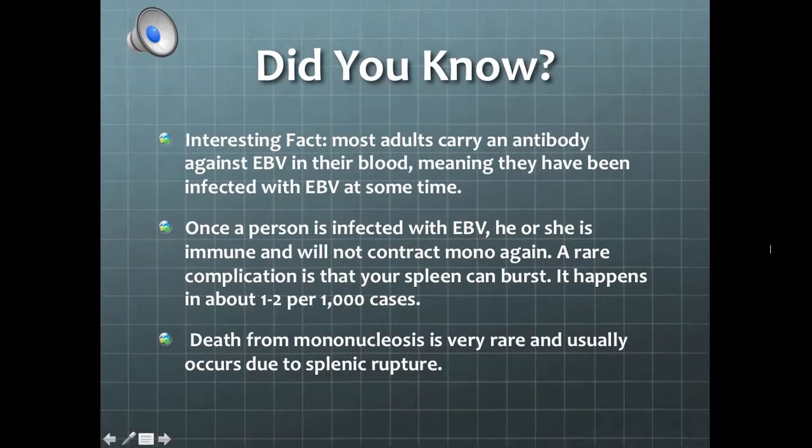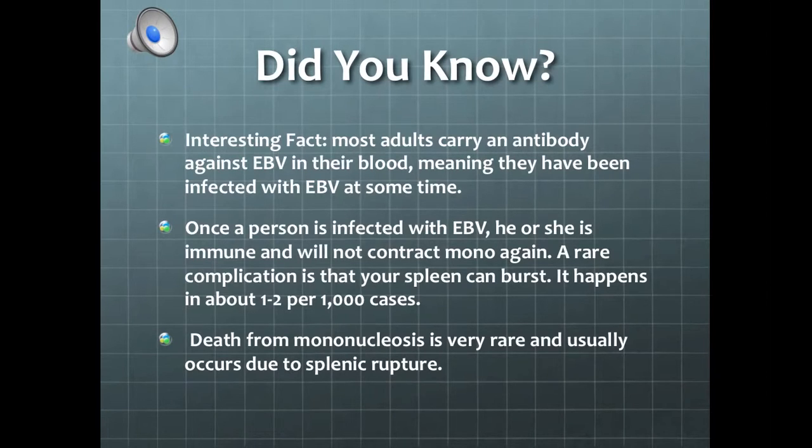Alright, so I will be going over a couple interesting facts about mono. One is that most adults actually carry an antibody against EBV in their blood, meaning that at some point in their life they've become infected with that virus. And once a person is infected with EBV, he or she is immune and will not contract mono again.